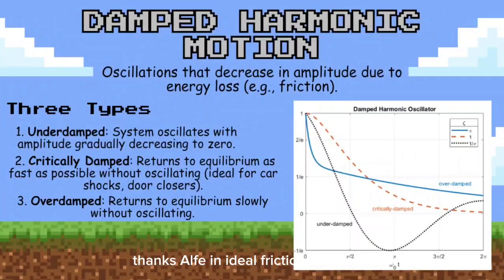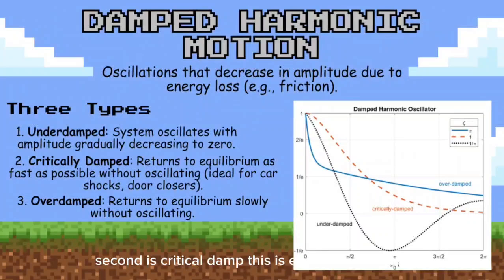Thanks, Alfie. In an ideal, frictionless world, that mass on the spring would bounce forever. But in reality, oscillation loses energy to friction and air resistance. This is called damping, and it causes the amplitude to decrease over time. There are three types that we need to know. First is underdamped. This is what we most commonly see. The system still oscillates, but each swing is smaller than the last, like a swing gradually coming to a stop.